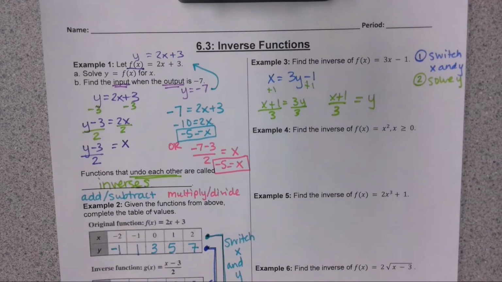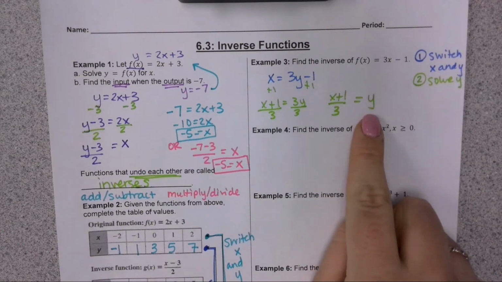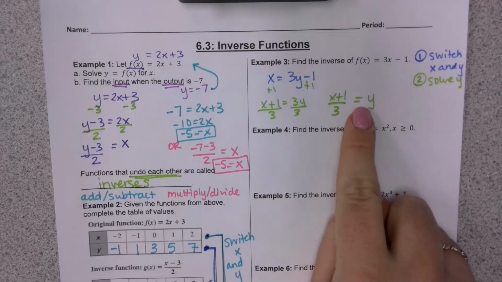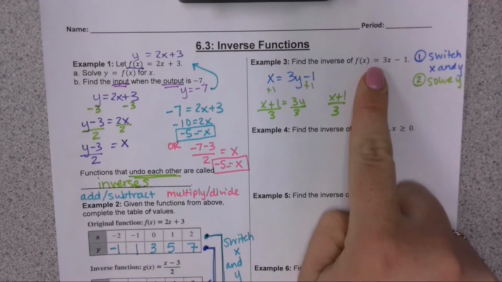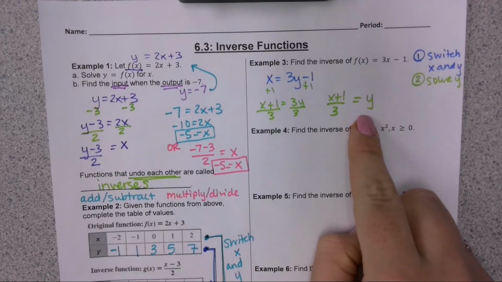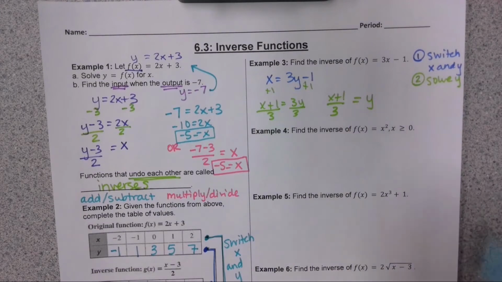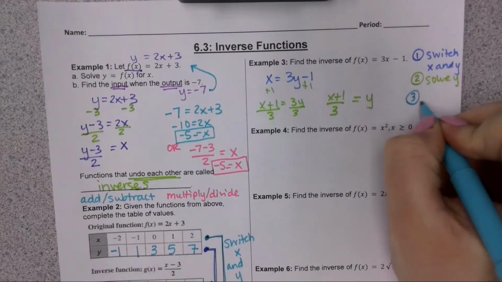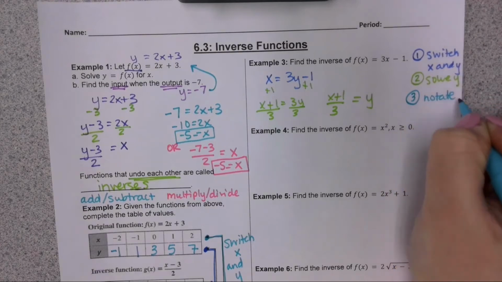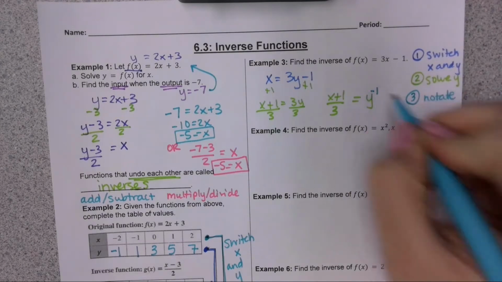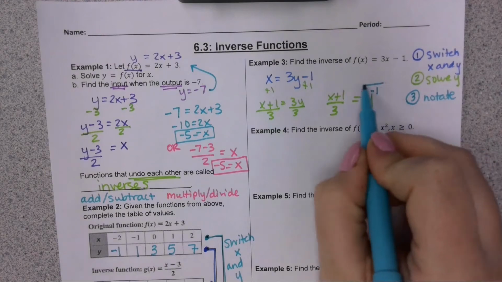But this isn't just a normal y. This is actually my inverse y. Because my original y was 3x minus 1, we can't just leave this as y. We have to make it into something called inverse notation. So what we have to do is notate that what we've just found is actually the inverse of what we started with.